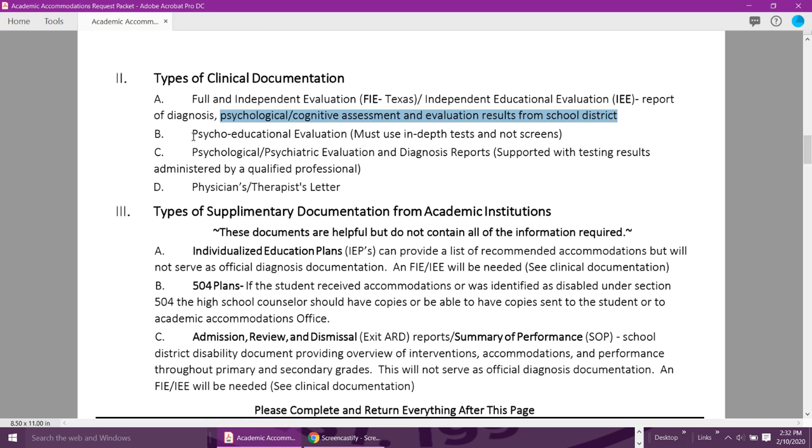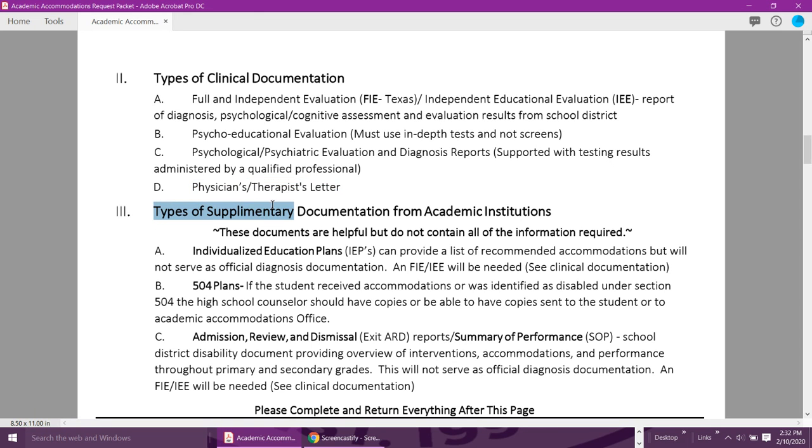Another type of clinical documentation is psychoeducational evaluation, done by an independent psychologist. Must use in-depth tests and not screens. Additionally, psychological or psychiatric evaluations and diagnosis reports. This is supported with testing results administered by a qualified professional. And finally, physician's or therapist's letter. This must also be in great detail and address the themes from page 1.